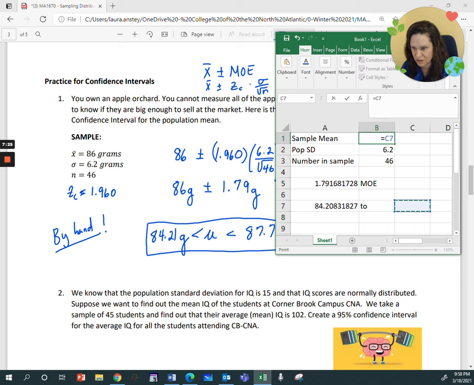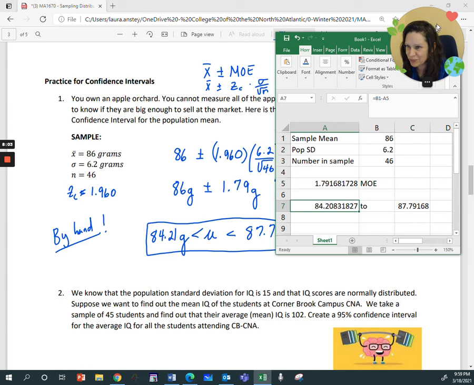Oops, I forgot my equals, didn't I? Whoops! Stop doing that. See, Excel sometimes does drive me crazy. 86 goes here. Okay, there we go. That's better, Laura. Equals 86 plus the margin of error. And let's see if we got 84.21. Yay. And with Excel, if I had it bigger, I could change my decimal places to 87.79.